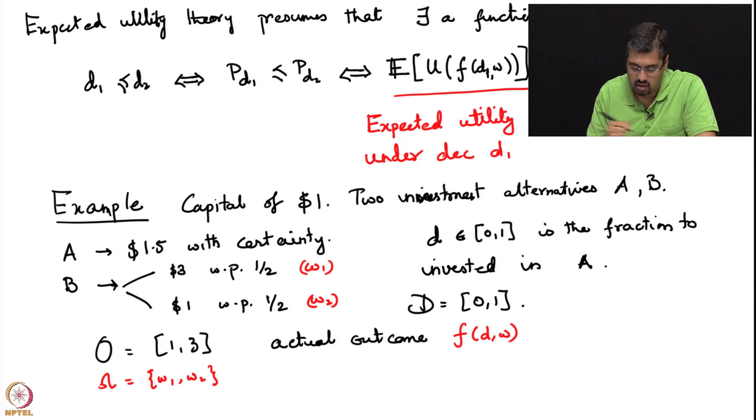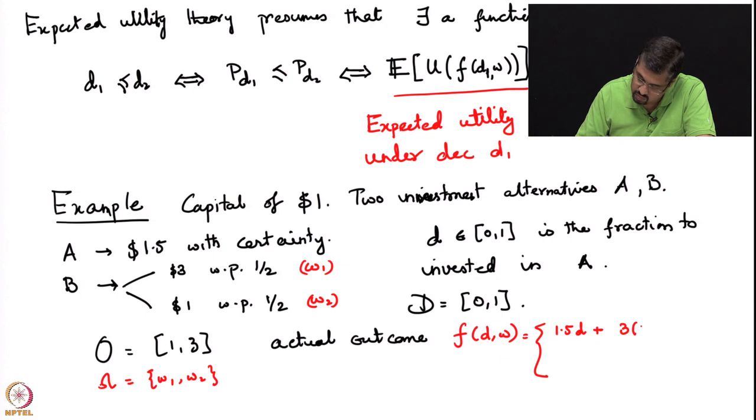So if I invest a fraction d in A, then I am going to get $1.5 times d from A, because for every dollar I invest, it is going to give me $1.5. So if I invest d dollars, or d fraction of $1, I get 1.5 d as my return on it, plus whatever the remaining is invested in B. The rest of this term is going to depend on which state of the world gets realized. So instead of writing it this way, I will write this as follows: 1.5 d plus 3 into 1 minus d.